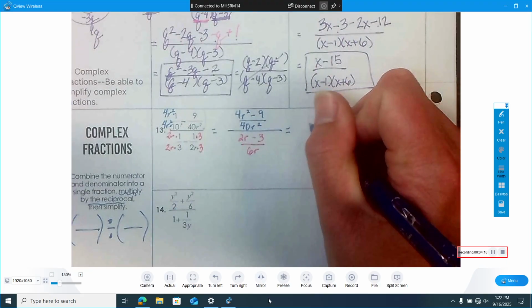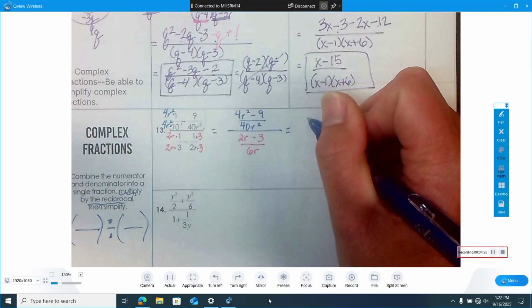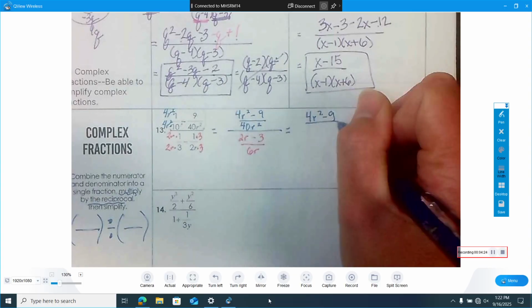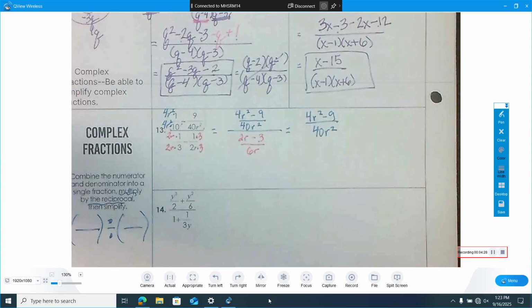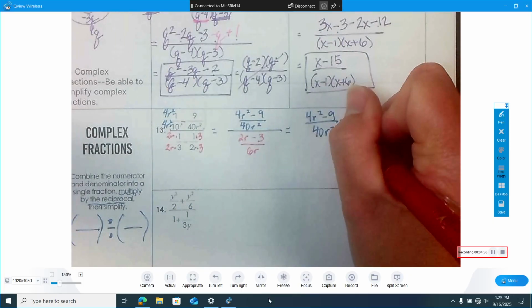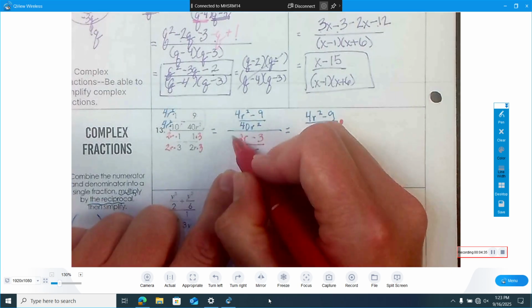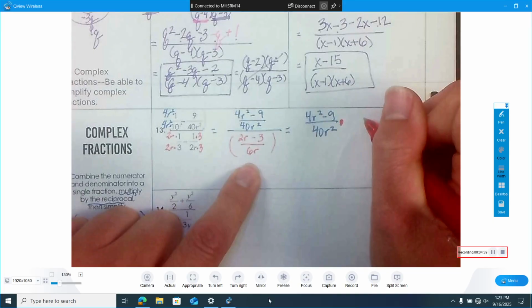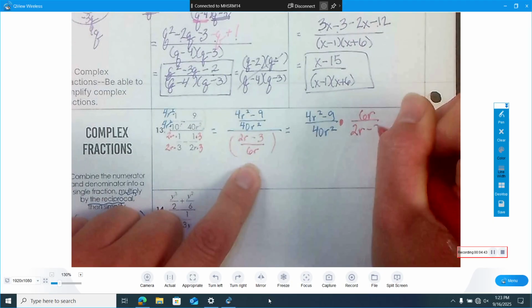Okay, so I have 4r squared minus 9. I'm just going to rewrite it: 4r squared minus 9 over 40r squared. Instead of division, we're going to change to multiply. And we're going to flip our second fraction. So what am I going to multiply by? 6r over 2r minus 3.